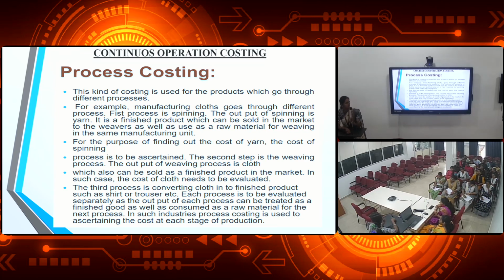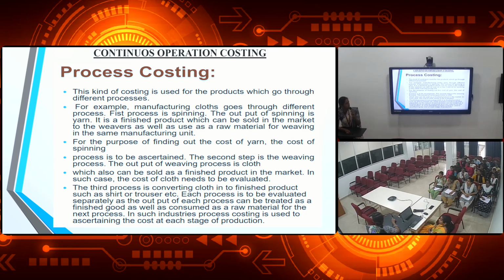So first in continuous operation costing, process costing. This kind of costing is used for products which go through different processes. What is meant by that? The costing which is involved in every process. In this we are going to see the example of production of a garment from the initial stage to the garment. For example, manufacturing clothes goes through different processes. Yes, you all agree, right?